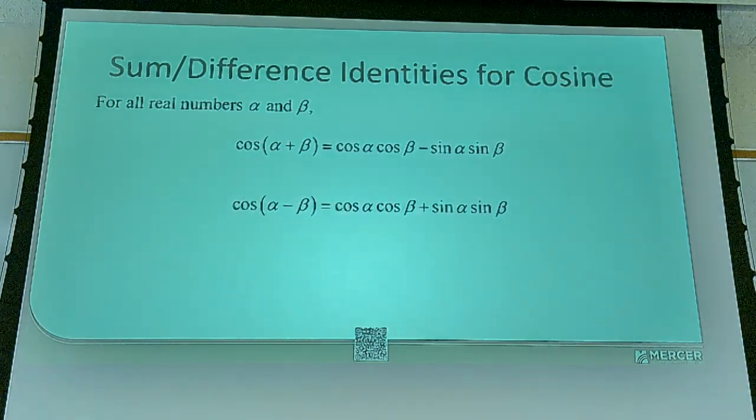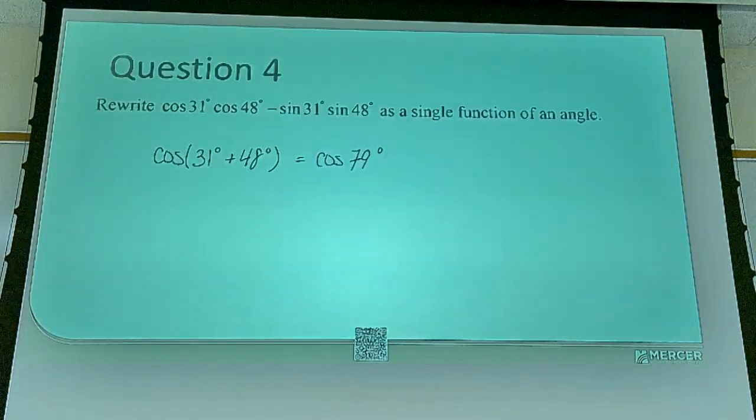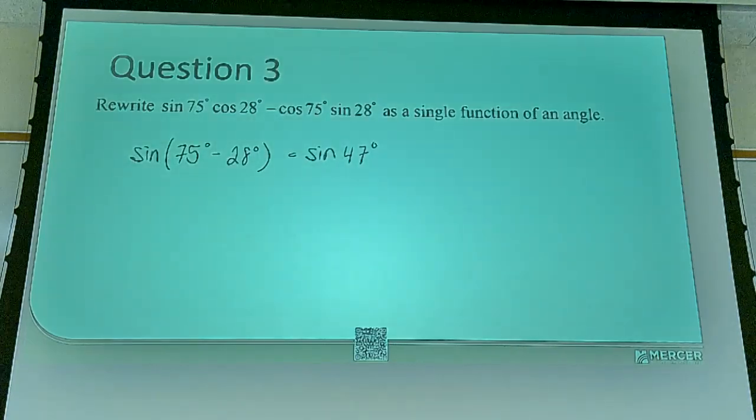If you look at the cosine, the cosines stay together and the sines stay together. So that's a good way to distinguish the two. Sine mixes them, cosine keeps them together. And then with cosine, the identity is the opposite of the sign that you're using, whereas sine keeps the same. So if it's a plus, you know it's the sum identity. If it's a minus, it's the difference.